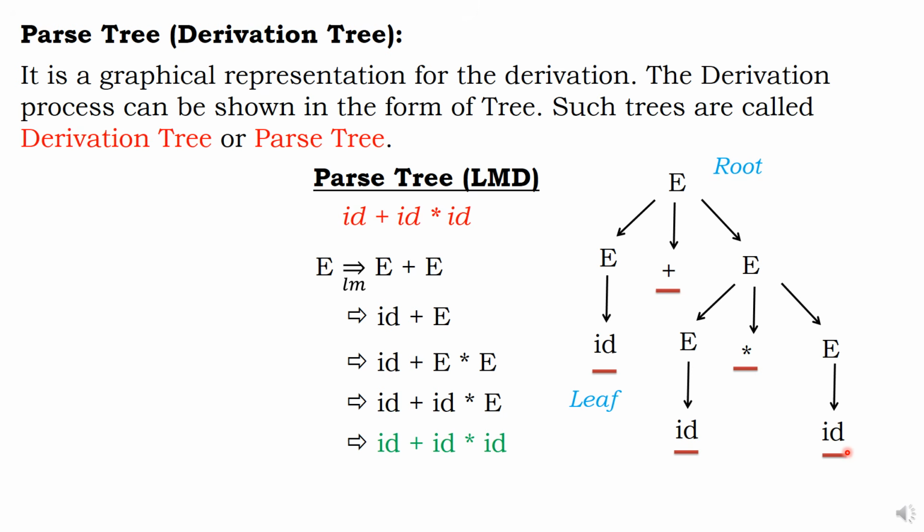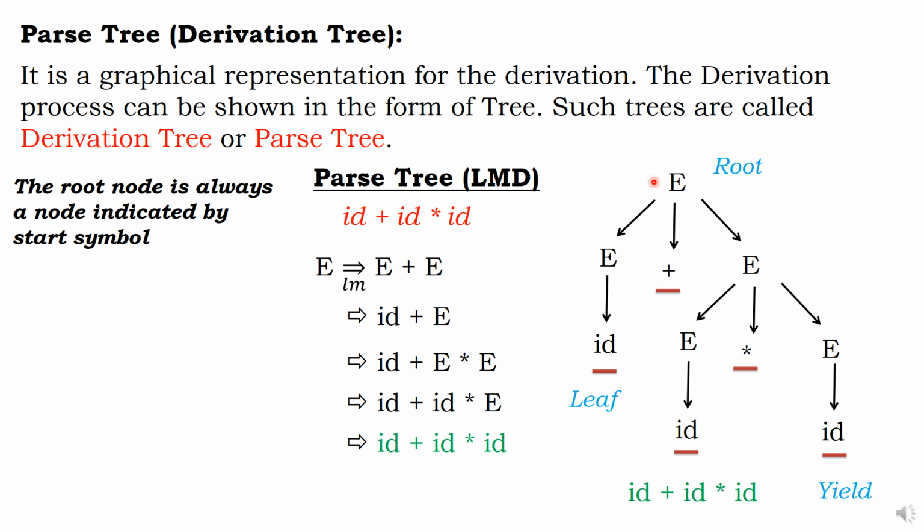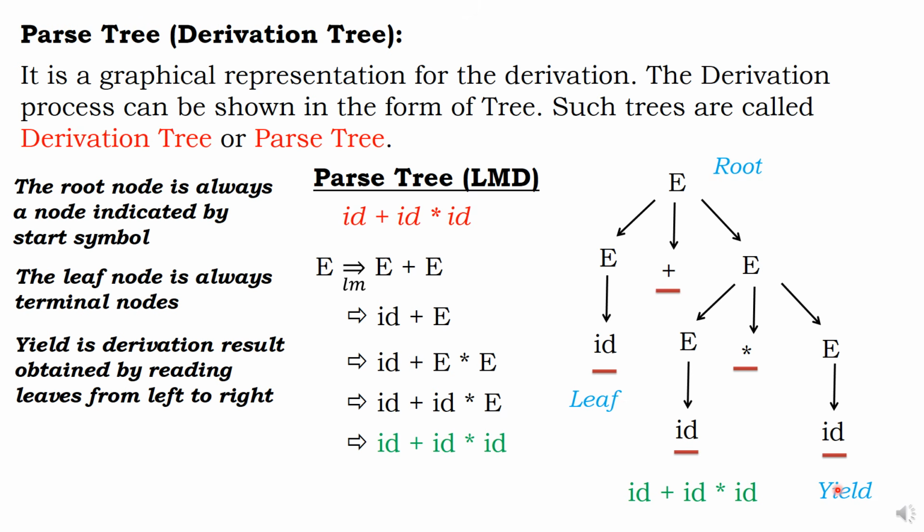Ending is called leaf. In the leaves, you should start reading from the left side. What is that? ID plus ID star ID. This way of reading is called yield. Now who is root? The starting point. The root node is always the node indicated by the start symbol. Who is leaf? Terminal. The leaf nodes are always called terminal nodes. What do you mean by yield? Yield is the derivation result obtained by reading the leaves from left to right.